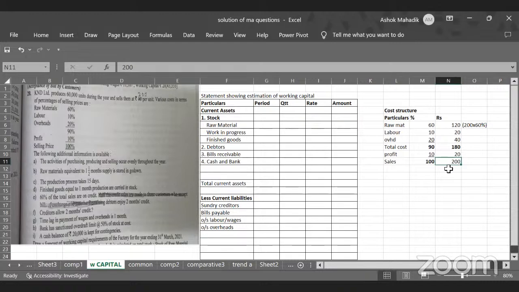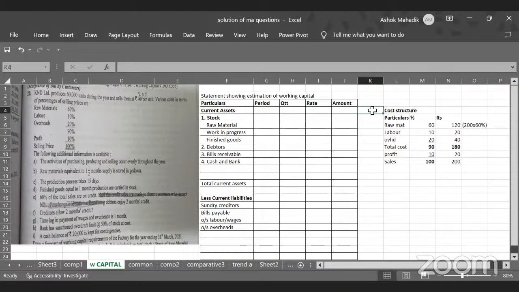Just write one new column. Draw a new column and give the heading rupees. In that, first write the selling price, which will be given in the sum. Then apply the percentage given in the sum on that selling price. You will get the individual per unit cost. Raw material is 120, labor 20 rupees, overhead 40 rupees, total cost 180, profit 20, and selling price already given as 200. Is this clear, students? I hope this is clear.